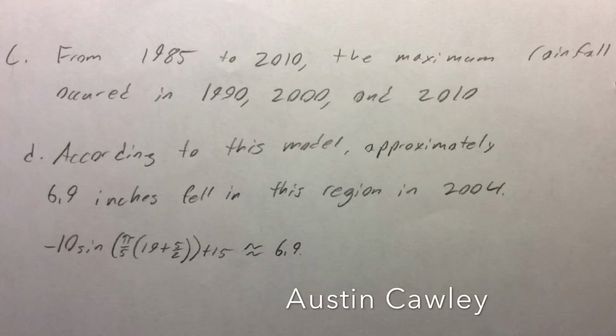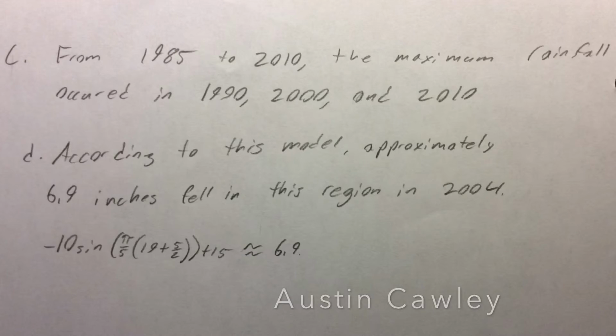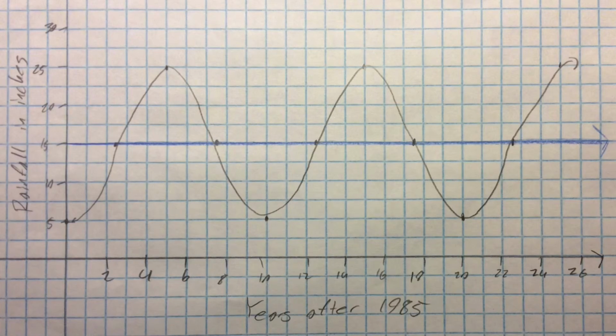From 1985 to 2010, the maximum amount of rainfall occurred in 1990, 2000, and 2010. 5, 15, and 25 years after 1985, the maximum amount of rainfall of 25 inches is reached. I know this is correct because the period of the graph is 10, meaning the maximum will be reached every 10 years.